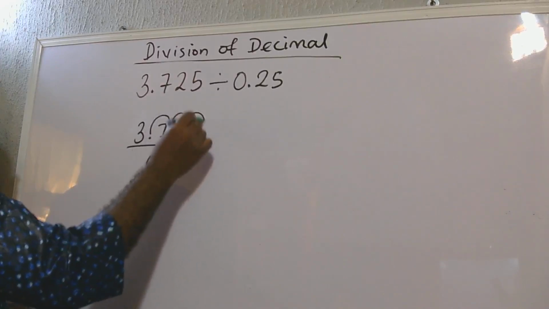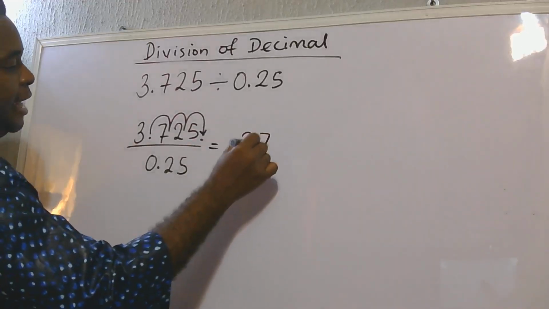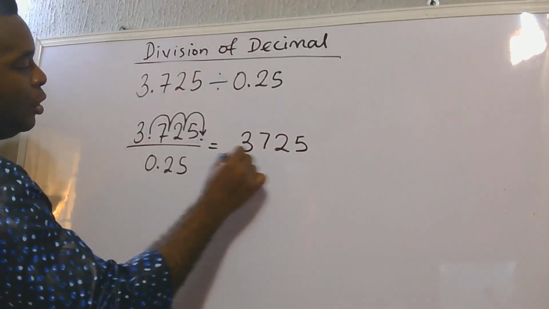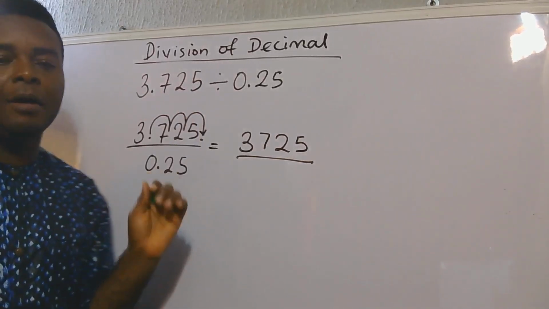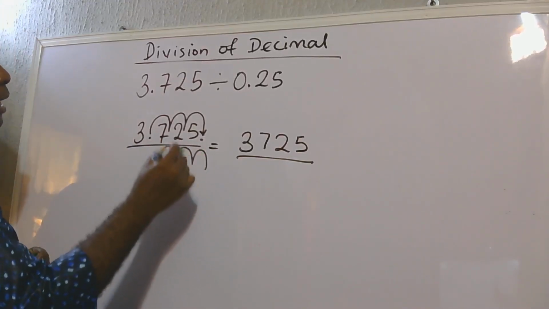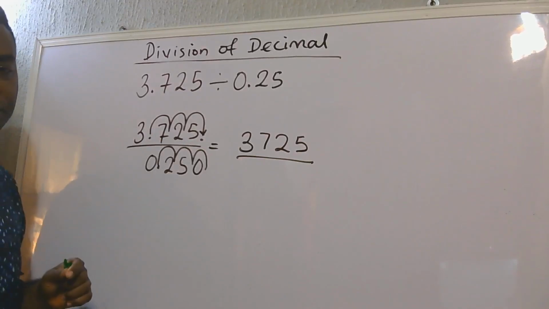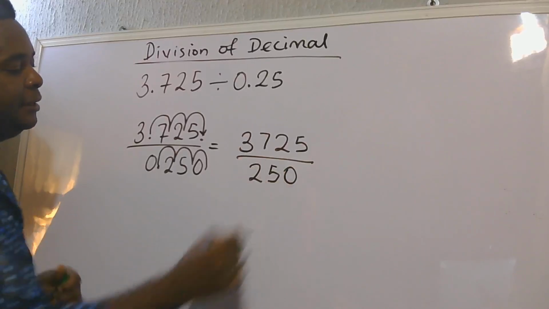1, 2, 3. The decimal point comes here. So it becomes 3, 7, 2, 5, all over. We move up 3 times, so we are going to do the same thing down, 3 times. 1, 2, 3. And so we put a 0 there. That gives us 2, 5, 0.